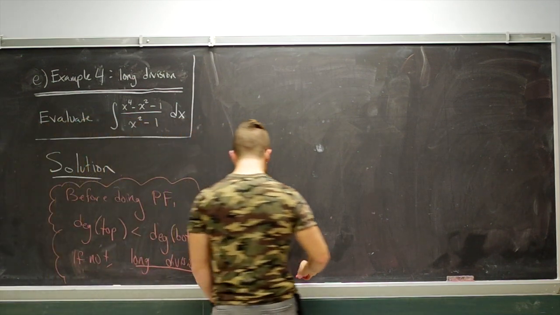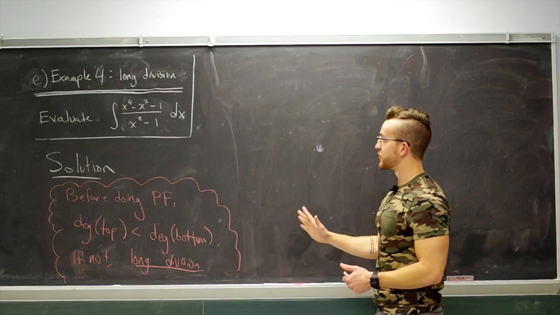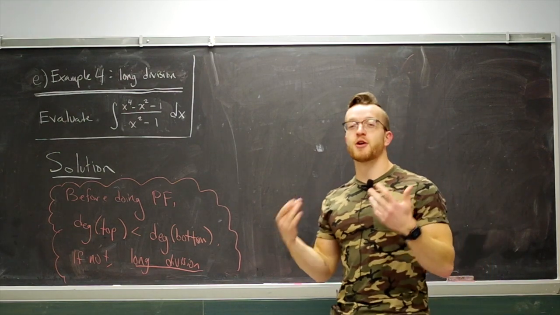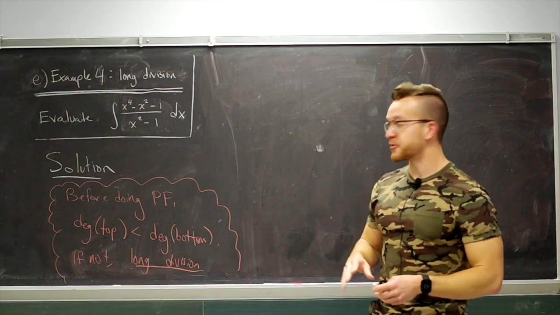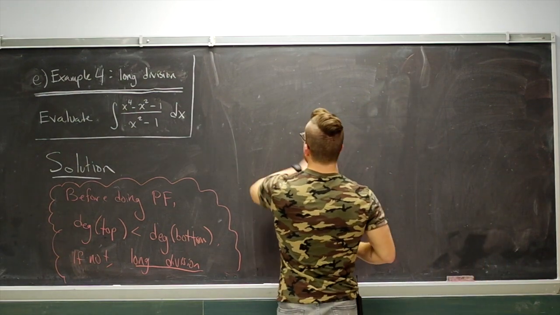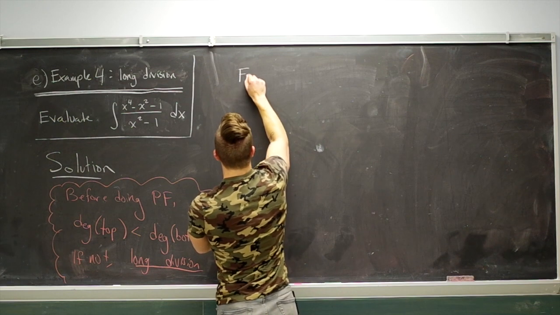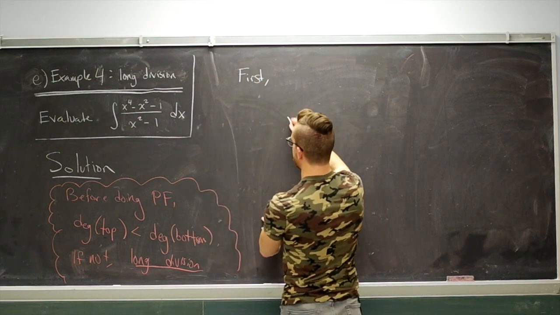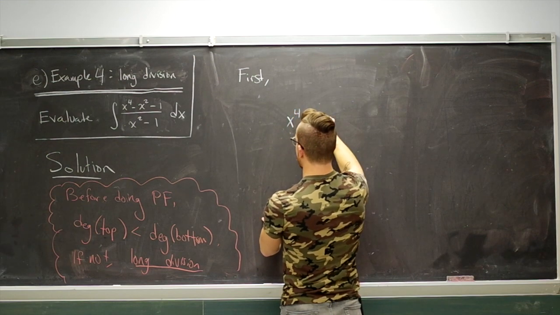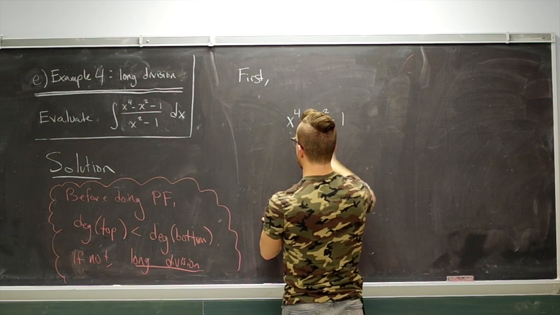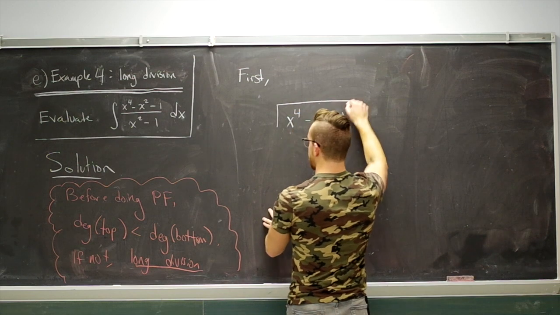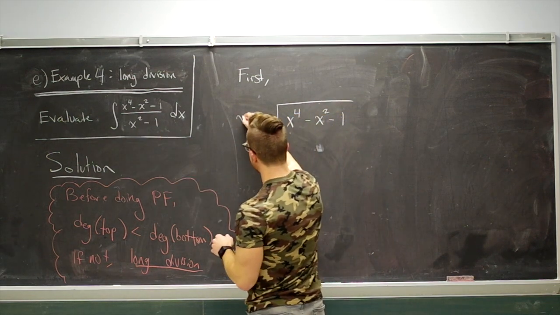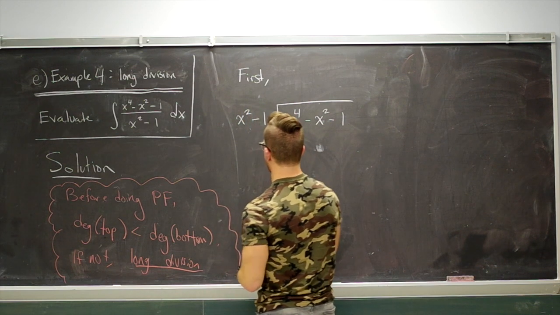Okay. So in this problem, the first thing that we'll have to remember is how to do long division with polynomials. It mimics long division with numbers. I'll walk through the algorithm and we'll see what we get. So first, what we need to do is take x to the fourth minus x squared minus 1 and divide that by x squared minus 1.